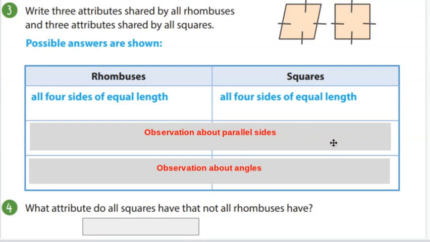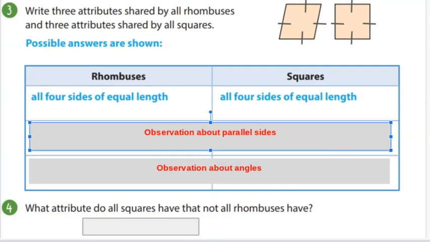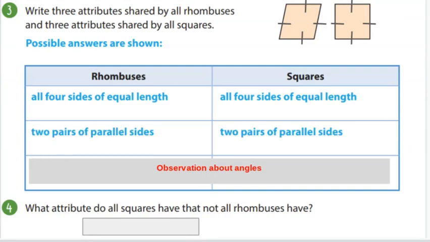So now let's take a look. What observations did you make about the parallel sides? Well, you should have realized that both of these have 2 pairs, or 2 sets, of parallel sides. The top will never touch the bottom. The left and the right will never touch, and that's the same thing on the square. And you discovered that the other day when we looked at squares. The top and the bottom and the left and the right will never touch each other.